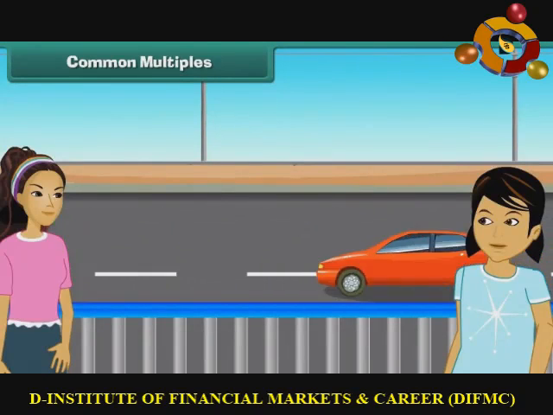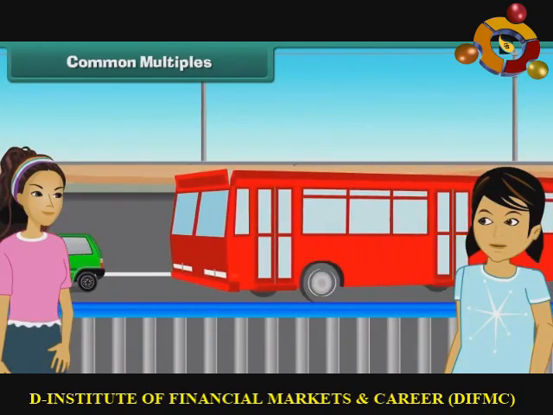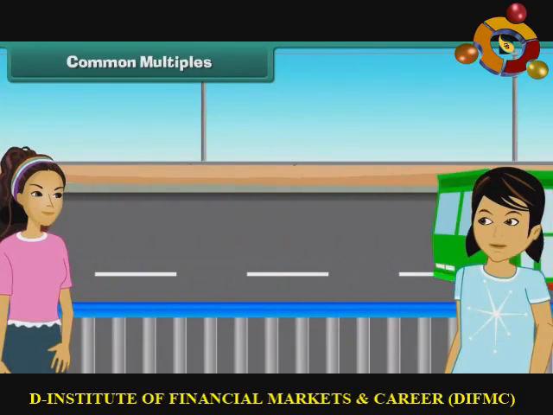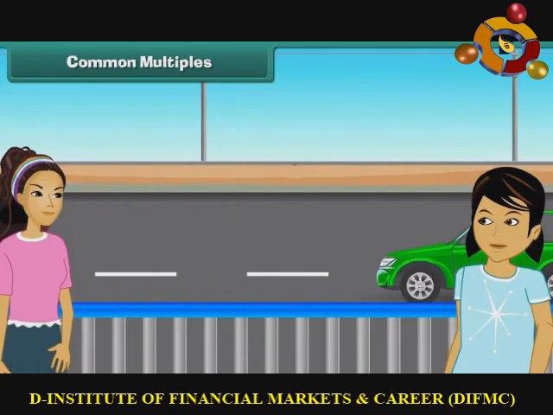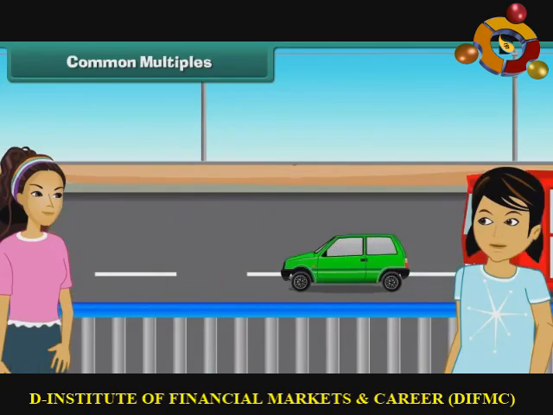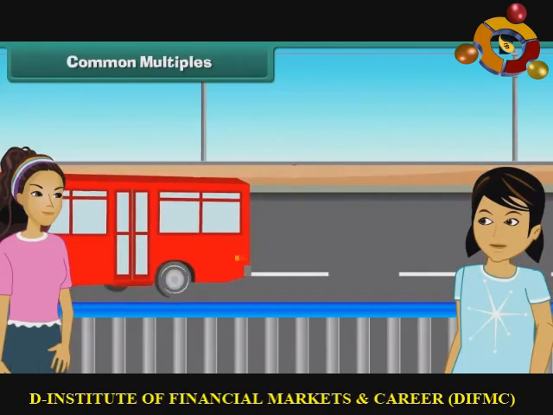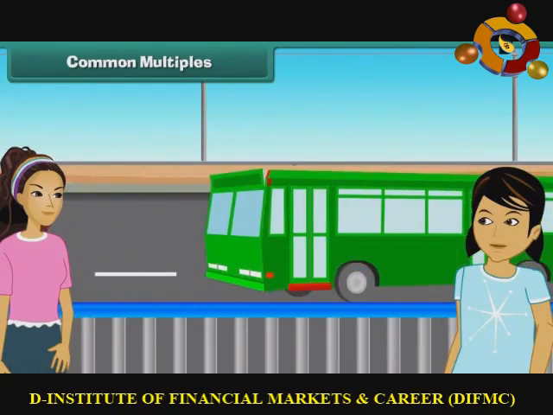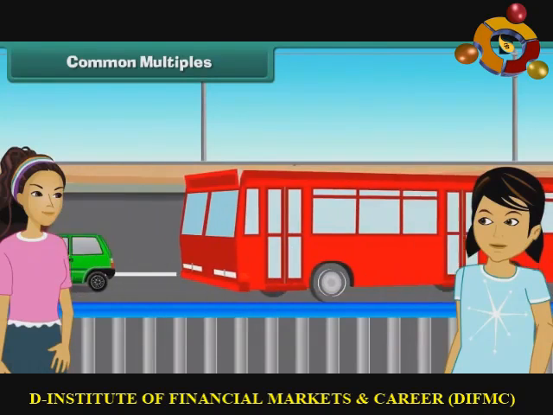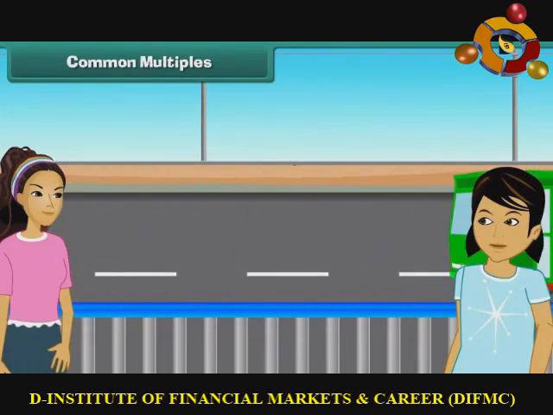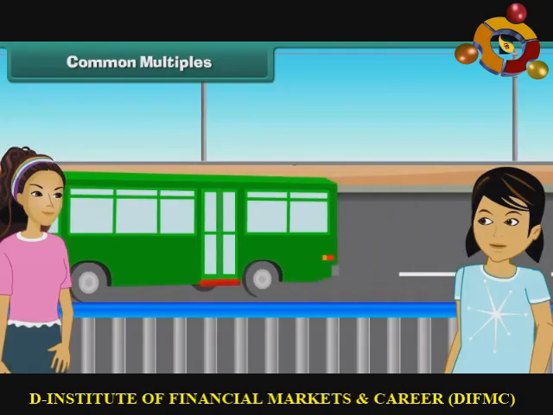Common multiples. Reema and Prerna are playing a game. Reema will count the number of red and green cars on the road. She will try to express them as multiples of 3. Prerna will count the number of red and green buses on the road. She will try to express them as multiples of 6.